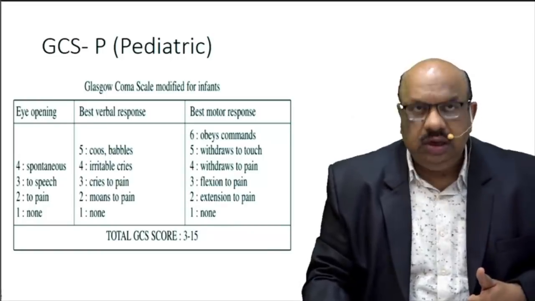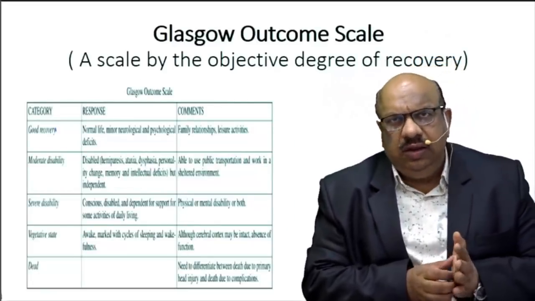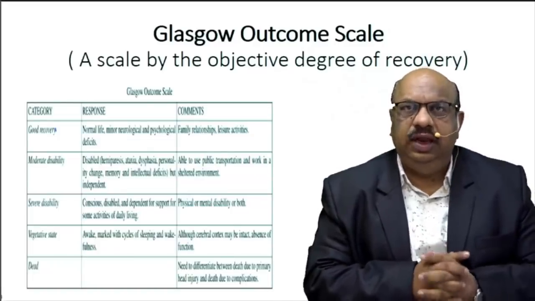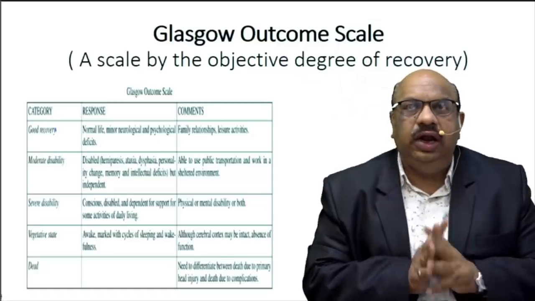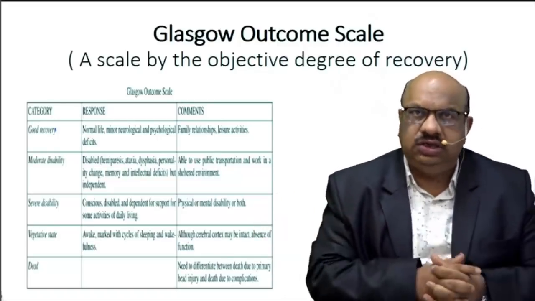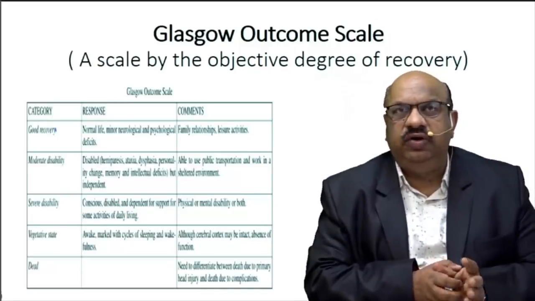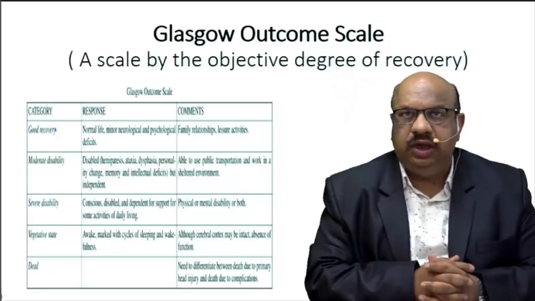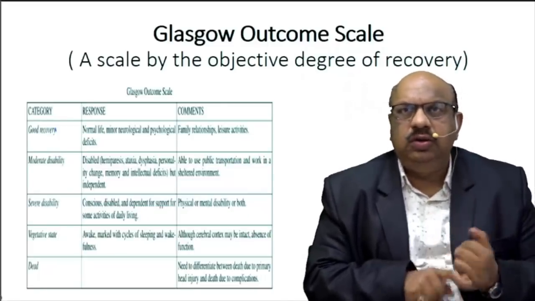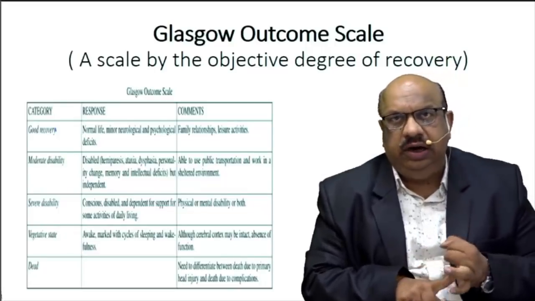So that's the difference. Now finally another score, which is a relatively important score, it may be asked, that's the Glasgow Outcome Scale. That is not for head injury, that's for recovery. After head injury, normally 1 year is the time, and then you can assess the recovery. So a scale by the objective degree of recovery is called the Glasgow Outcome Scale. And again you have 5 scales: good recovery, moderate disability, severe disability, vegetative, or dead.